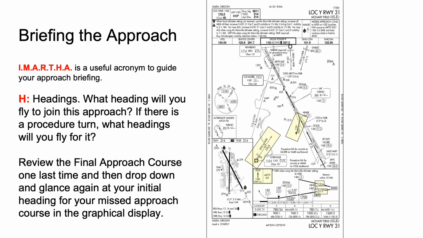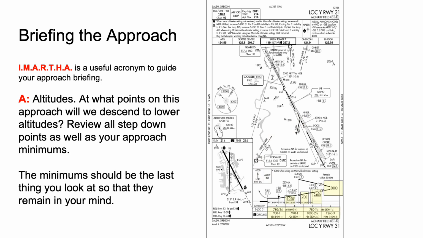H is for headings, and what you look for here is the headings for the various transition routes, the procedure turn, or try and predict what heading they're going to use to intercept you to the final approach course if you're getting vectors. Finally, altitudes. At what points in the approach are you going to be able to descend? And what are your minimums for this approach? In other words, what's the minimum descent altitude or the decision altitude that you're going to use to go missed approach?